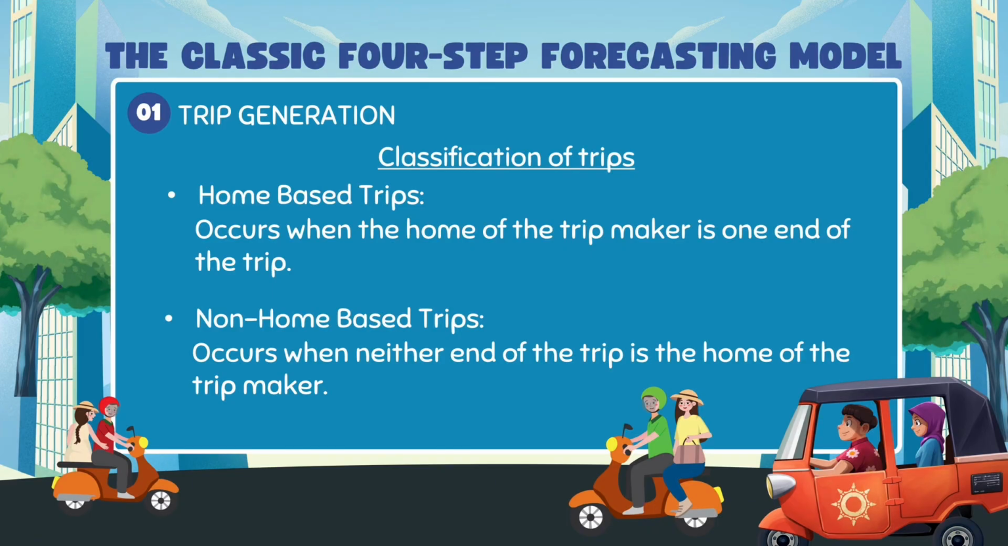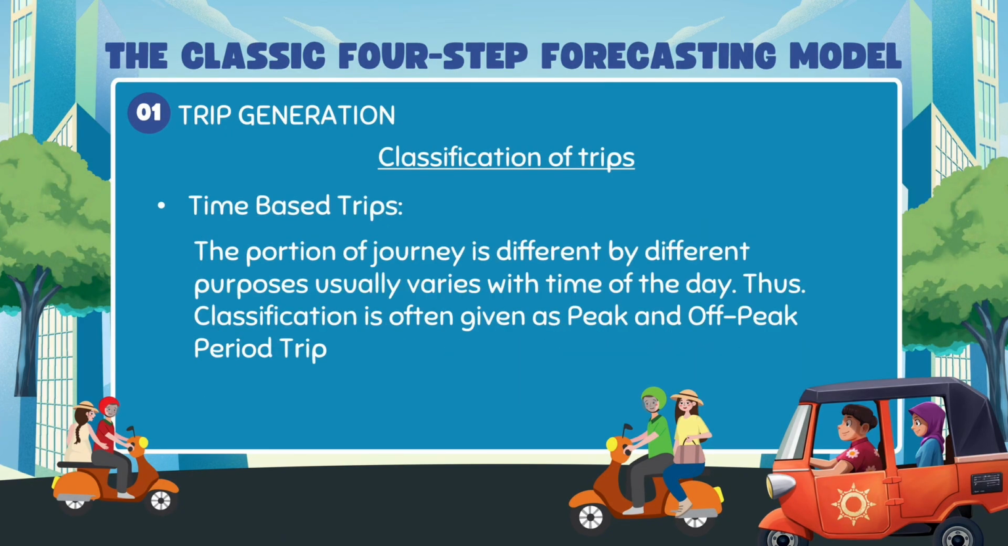And the next is the non-home-based trips. These occur when neither end of the trip is the home of the trip maker. So neither end is home. For example, you go to the office, then a restaurant, and then the mall.